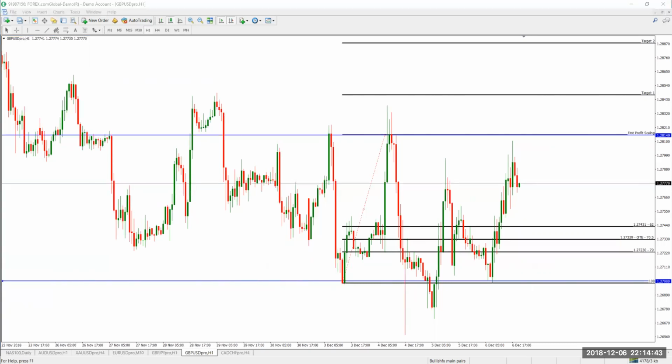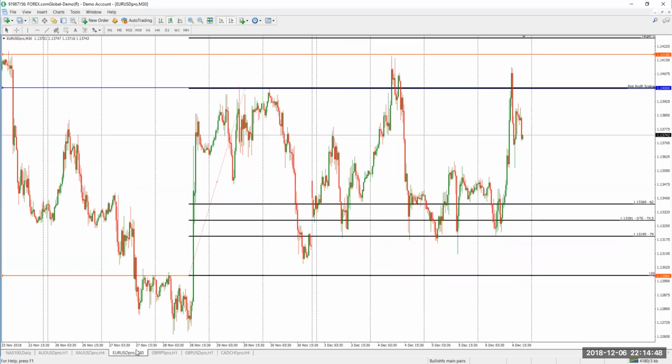You can always review the video. Euro USD offered much better trade entries this week. So now we're looking for price to retrace back to the 13,280 zone for us to consider going long.